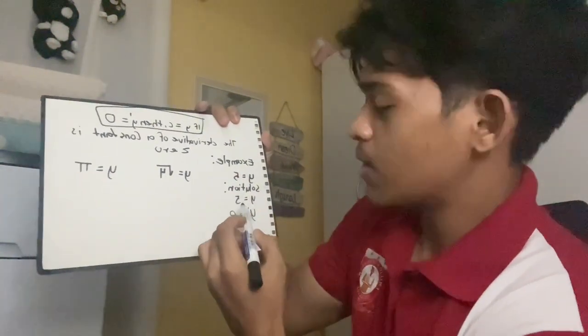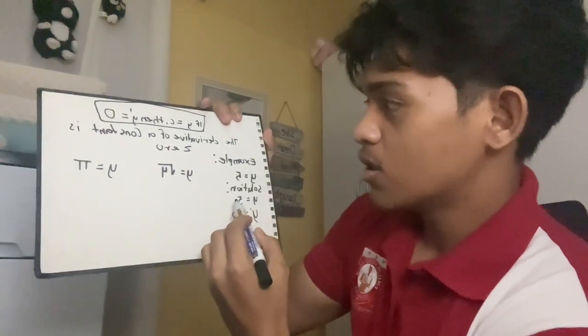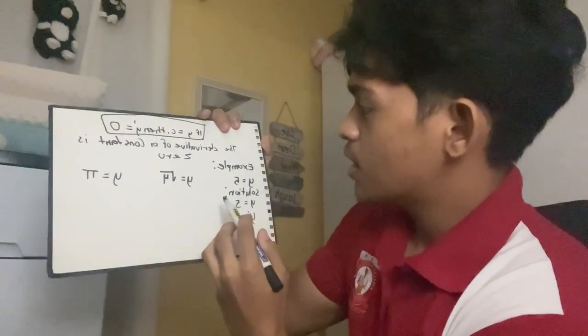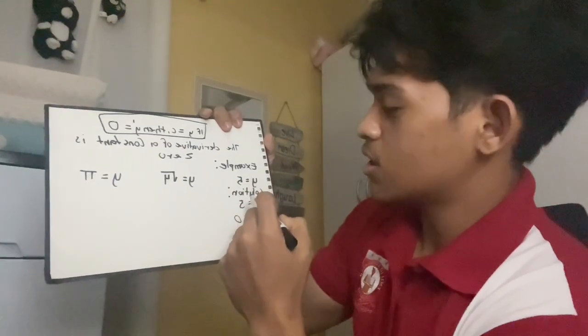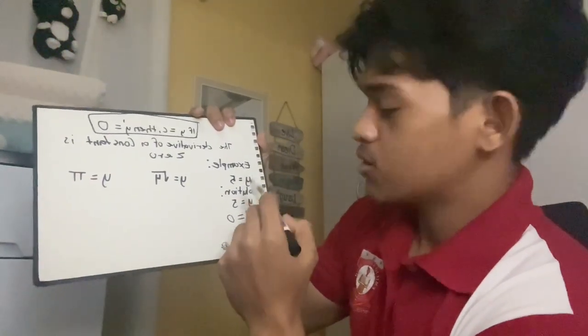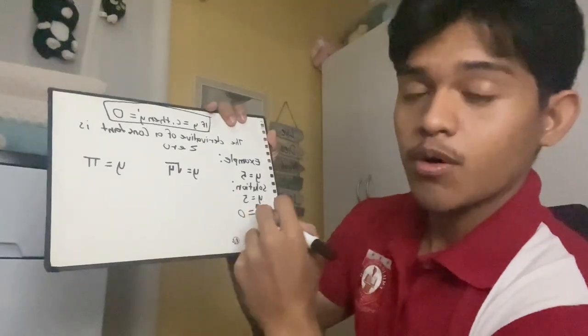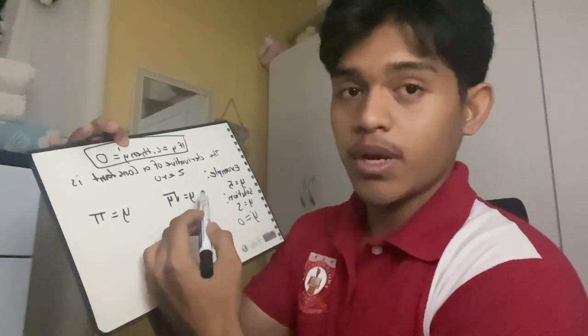Ang derivative ng 5 is 0. Bakit naging 0? Kasi the derivative of a constant is a 0. Dahil constant yung 5 natin, so magiging 0 siya. Okay? So, let's have other one naman.